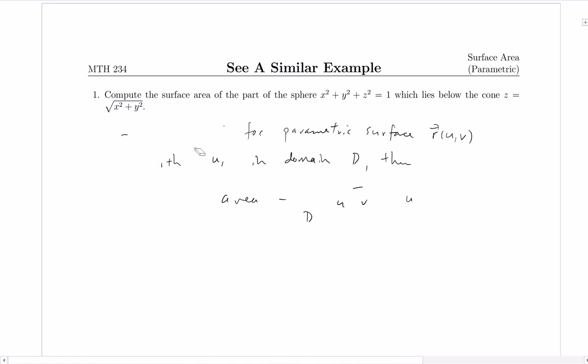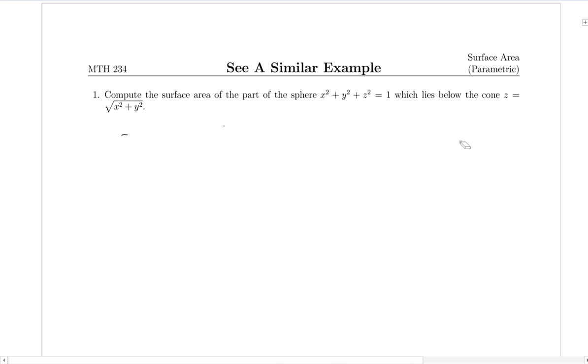Okay. So now for this specific example. We're to compute the area of part of the sphere of radius 1, which lies below the cone z equals the square root of x squared plus y squared. So here's the cone. So we want the rest of the sphere minus the little bit that's above this cone.